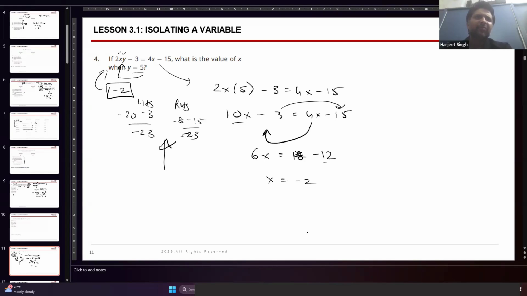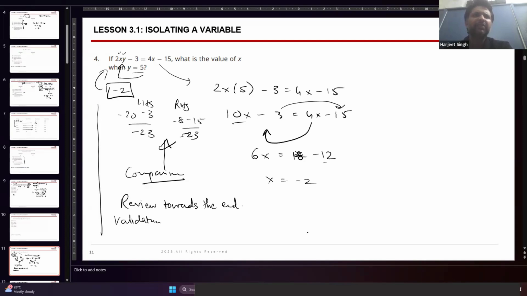On the real exam, you might not have time to do all of this. But if you have time towards the end of the paper, when you are reviewing your questions, you can just do a quick comparison for those questions where you feel that you need to go back and review them once. So review is always towards the end, if time permits. This validation should be done towards the end if there is time, otherwise no need to do this.